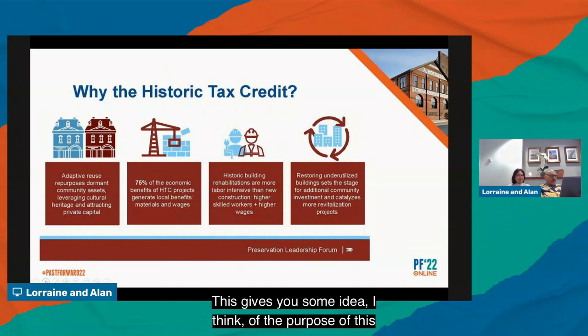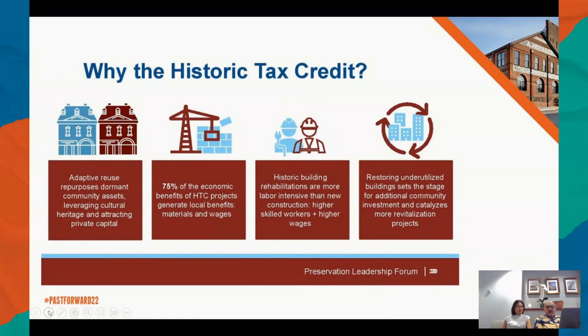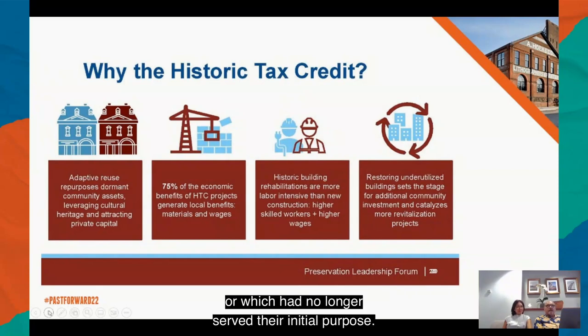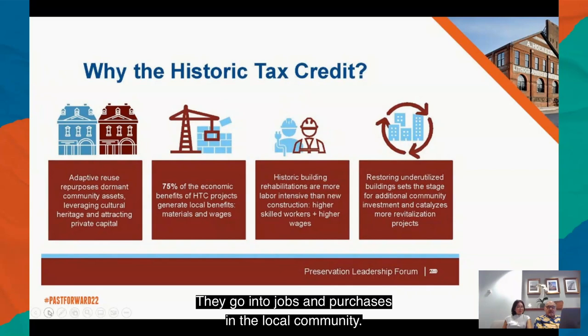This gives you some idea of the purpose of this. Obviously, it was to preserve the character of historic downtowns, to adaptively reuse important historic buildings that had fallen into disuse or which no longer served their initial purpose. Most of the benefits of tax credits are local. They go into jobs and purchases in the local community.